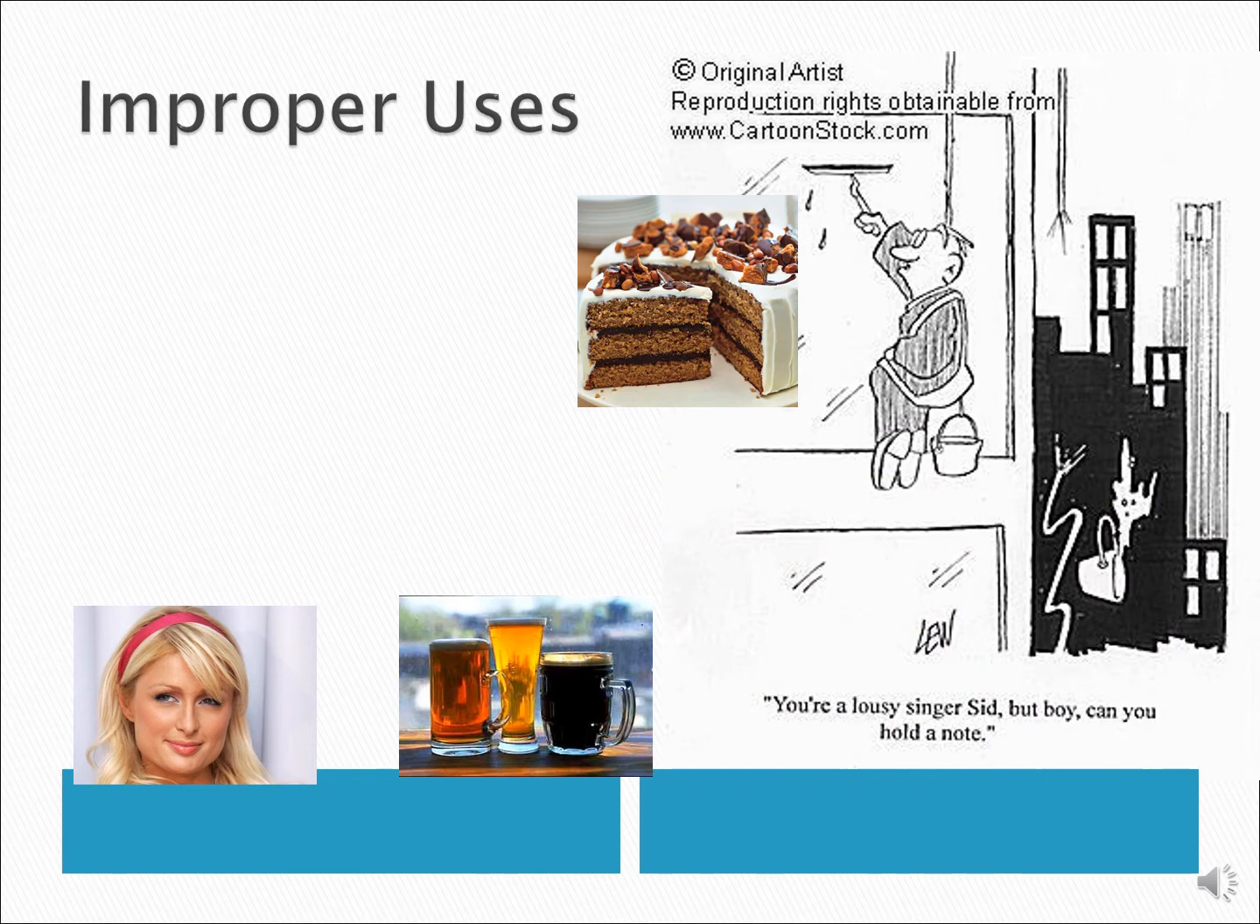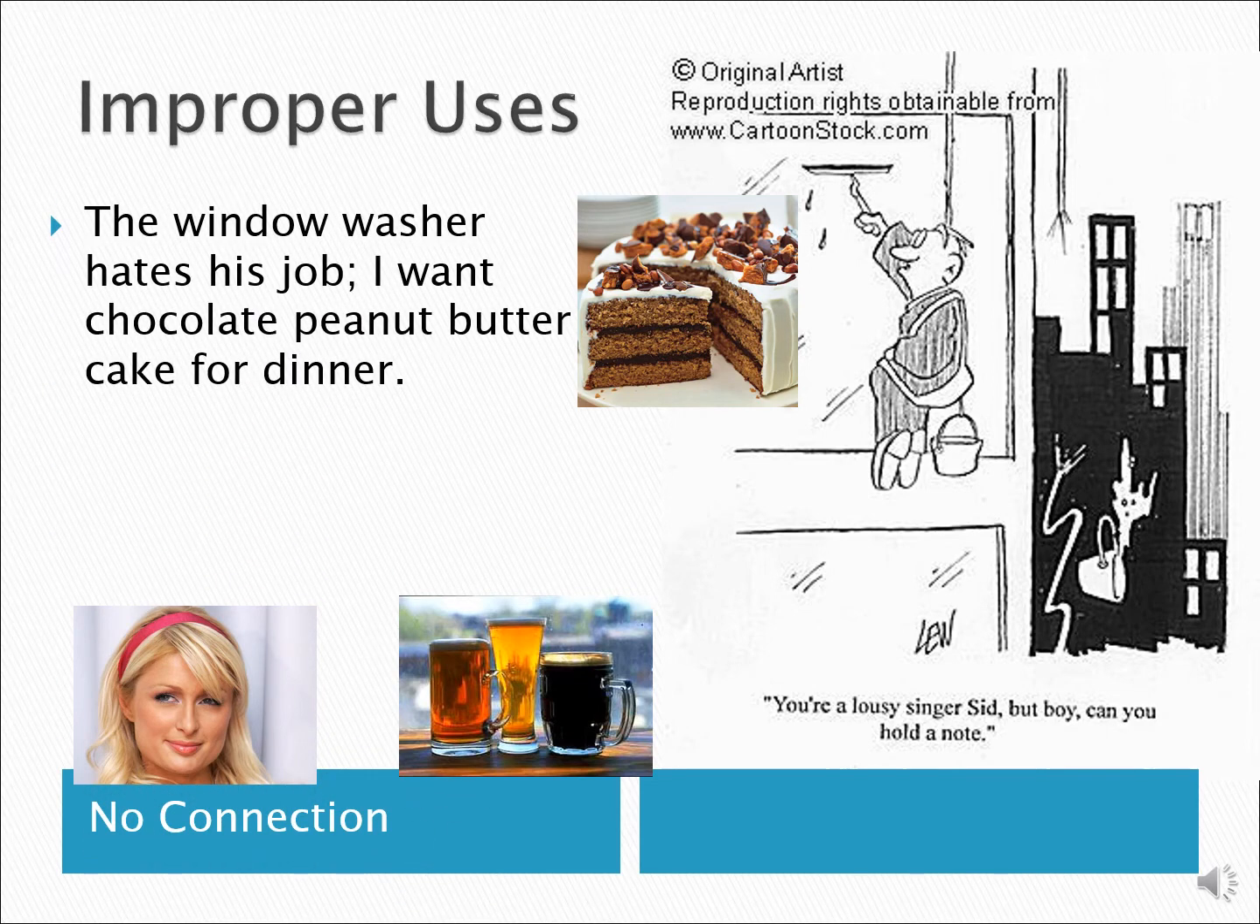What you don't want to do with a semicolon is to jam things together that don't have a relationship. So here's a terrible example. The window washer hates his job. Okay, that's a complete sentence. I want chocolate peanut butter cake for dinner. I actually do, but that does not go along with anything to do with the window washer. So don't use a semicolon that way.